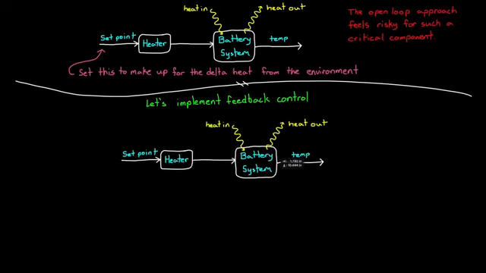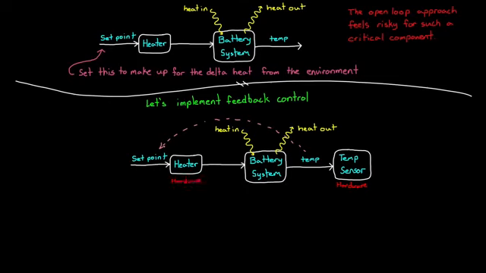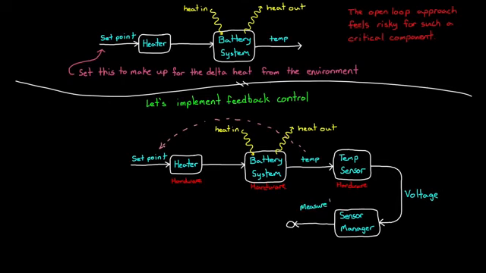We need something that determines the heater set point based on the actual temperature of the battery system, something that feeds back the temperature. In order to do that, we need a temperature sensor. Now, the temp sensor, the heater, and the battery system are all hardware components. To get to where we can develop a software-based controller, we need some kind of sensor manager that can read and interpret the voltage from the sensor and produce a meaningful measure.